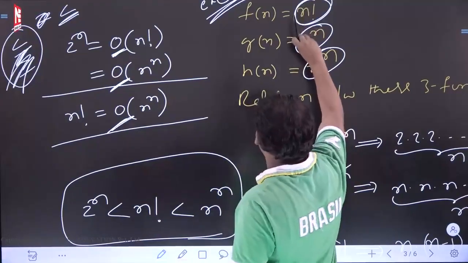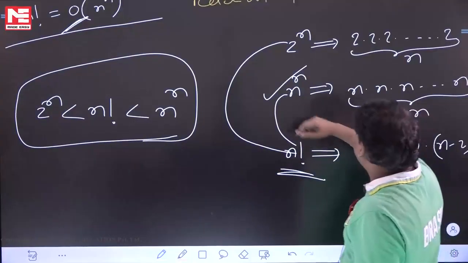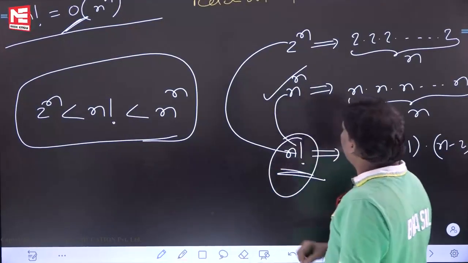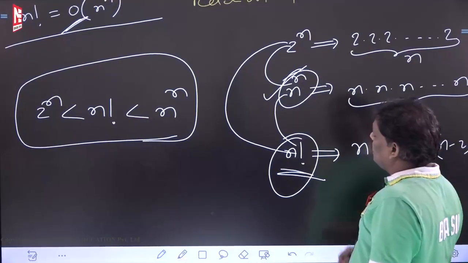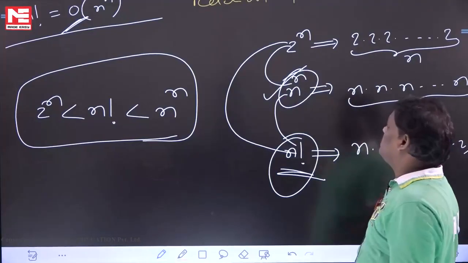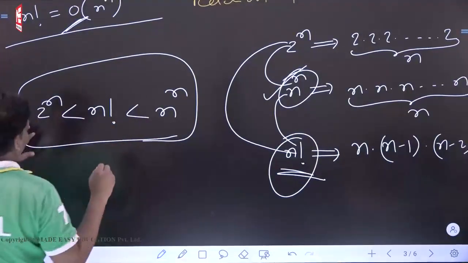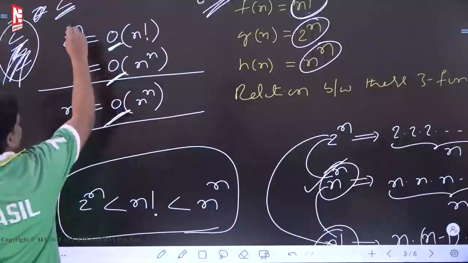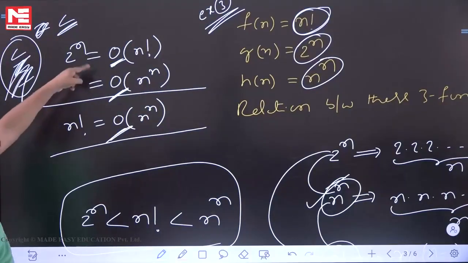For these three functions, what is the relation? This is the relation. Comparing these two, n factorial is bigger. Comparing these two, n power n is bigger. Comparing these two, n power n is bigger. Comparing these two, n factorial is bigger. So if you see the relation, it is like this. Asymptotically, this is the relation. It is actually small o.